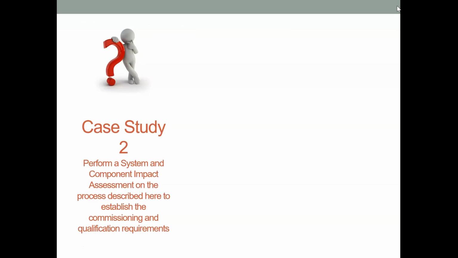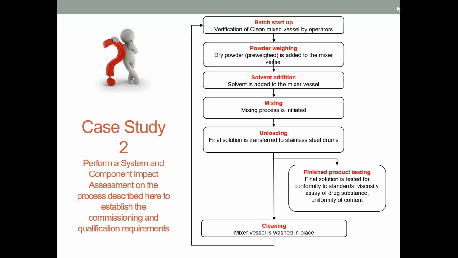Case study 2. Perform a system and component impact assessment on the process described here to establish the commissioning and qualification requirements. Okay, so this is our process number 2. It's going to be a batch startup.